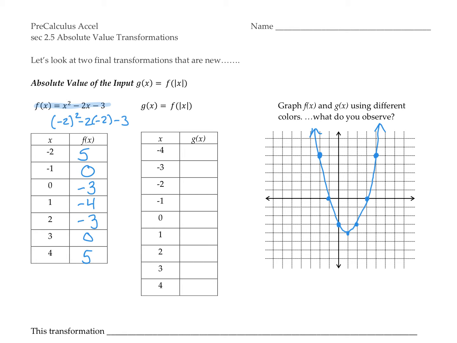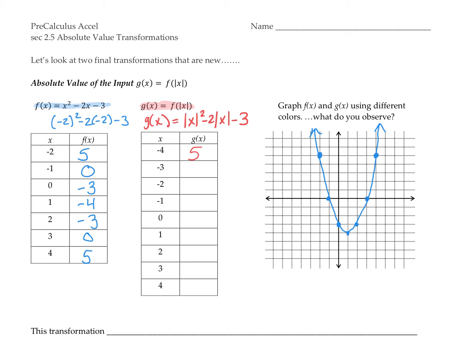All right, so my second equation now, I'm going to transform it by doing the absolute value of x. So what is that going to look like? So g of x would be f of x, just every x is absolute valued. So if I substitute in -4, I get 4 squared is 16, minus 2 times 4 is -8, so 16 minus 8 is 8. 8 minus 3 is 5.